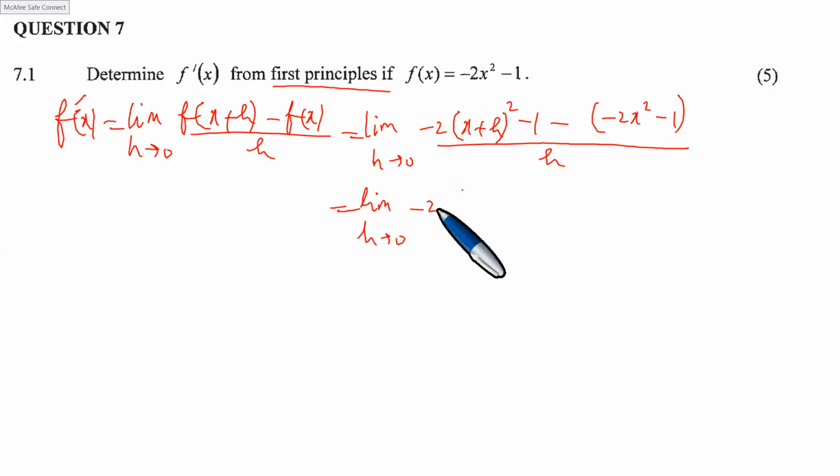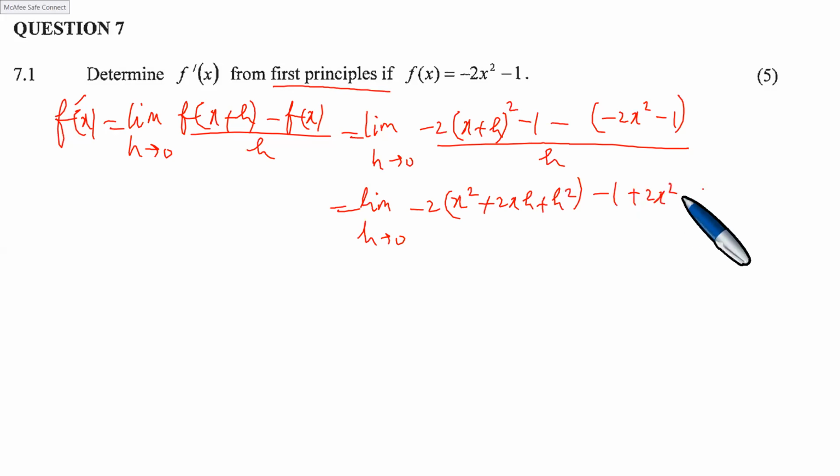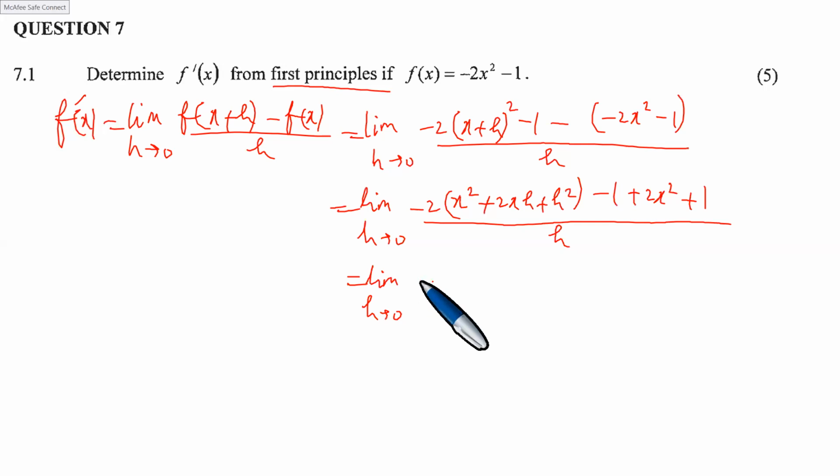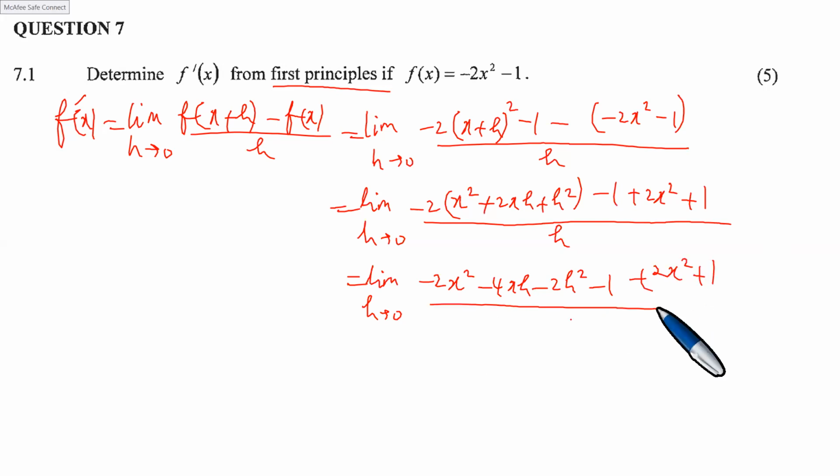You have minus 2 into, if you square these, it becomes x squared plus 2xh plus h squared. Okay, so it distributes, it becomes 2x squared plus 1, which you divide by h. So which is the limit as h tends to 0. So this is minus 2x squared minus 4xh minus 2h squared minus 1 plus 2x squared plus 1, and all of this is divided by h. So we have the limit as h tends to 0 here.